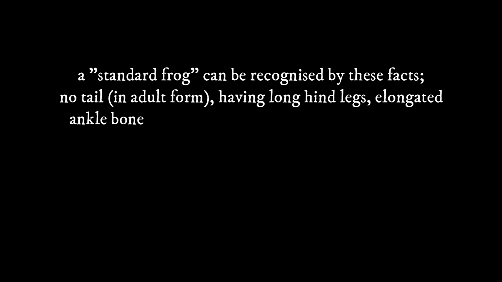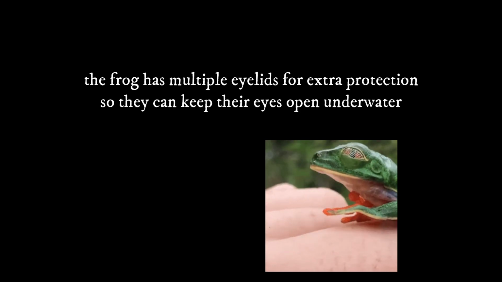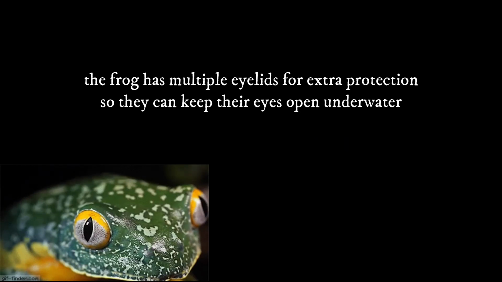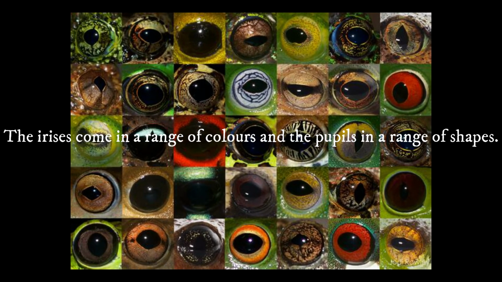A standard frog build can be recognized by these characteristics: no tail in adult form, having long hind legs, elongated ankle bones, webbed toes, no claws, large bulging eyes, and a smooth or warty skin. Frogs have multiple eyelids for extra protection so they can keep their eyes open underwater. The irises come in a range of colors and the pupils in a range of shapes.